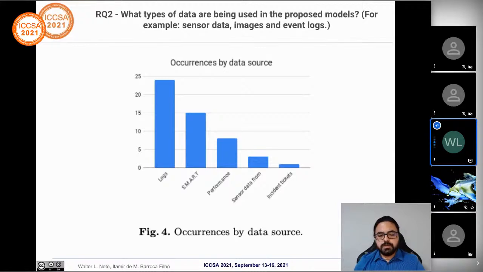So we show this figure demonstrating that the three types of data used most often were log data, SMART data from hard disks and solid state disks, and performance data such as CPU load and memory load.